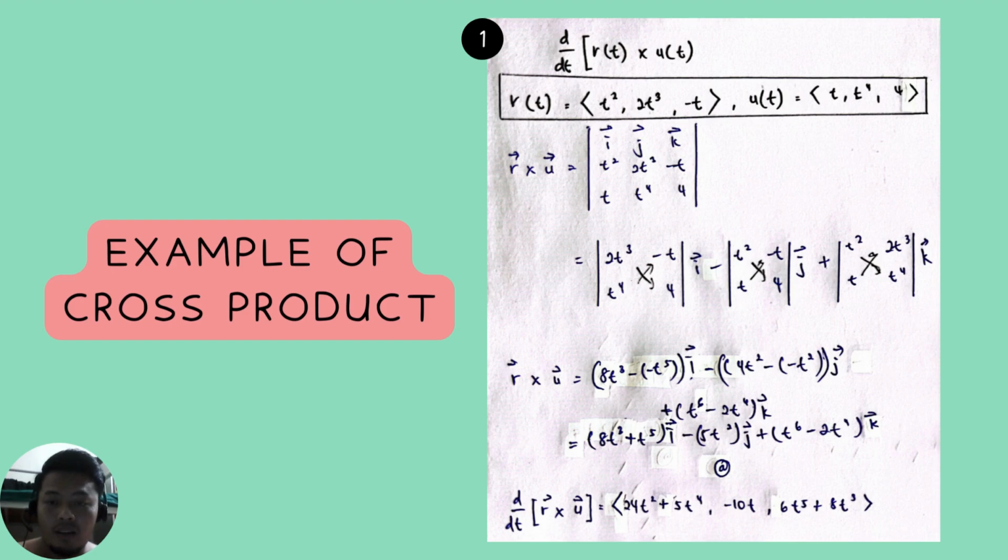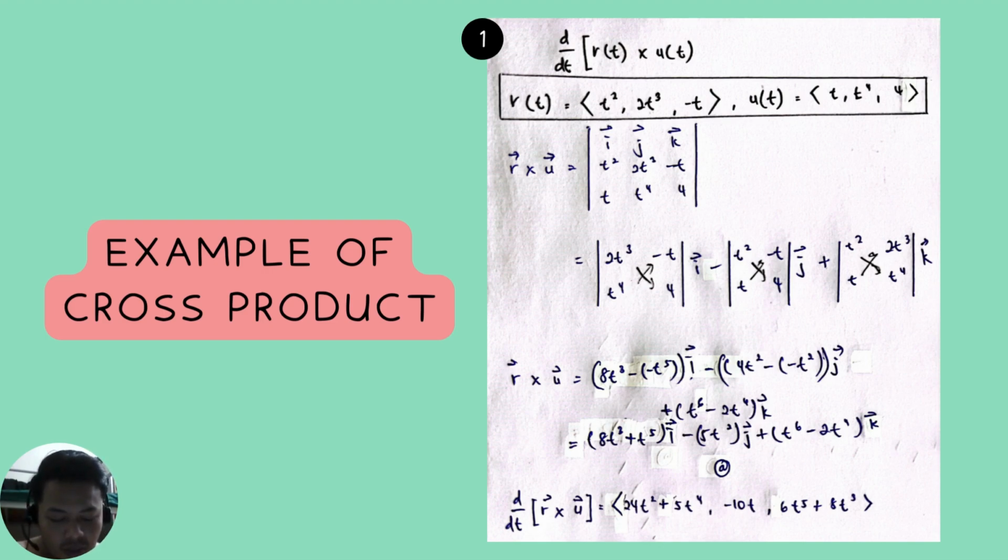Okay, hi. This is the example of cross product. This tells us that the derivative of the cross product of vector valued functions r and u is equal to r cross the derivative of u plus the derivative of r cross u. Now we need to find the derivative of the cross product using these two vectors, and then on the next slide, we'll determine the right side of the equation above and make sure that they are both equal to each other.